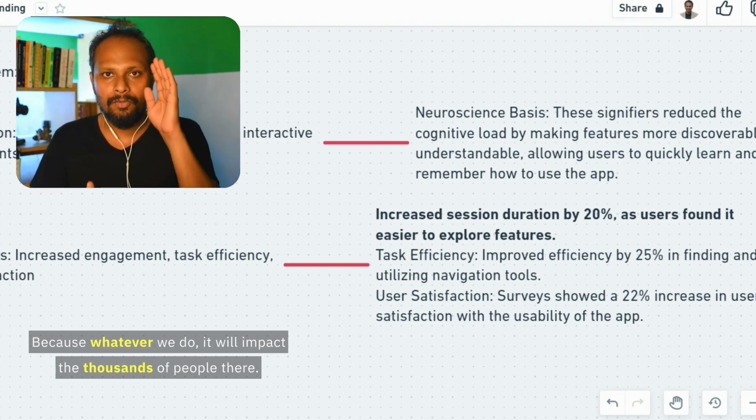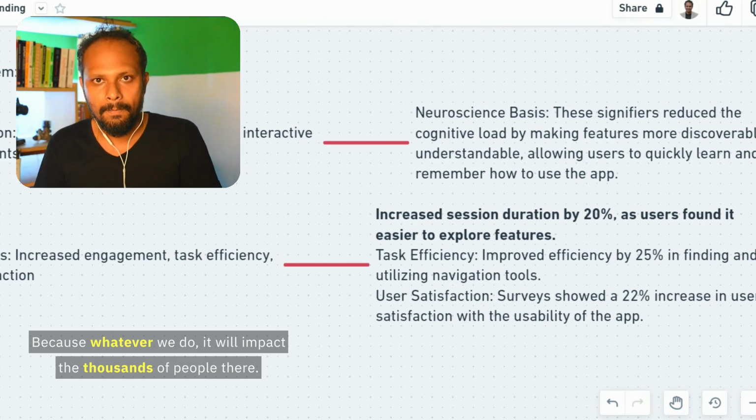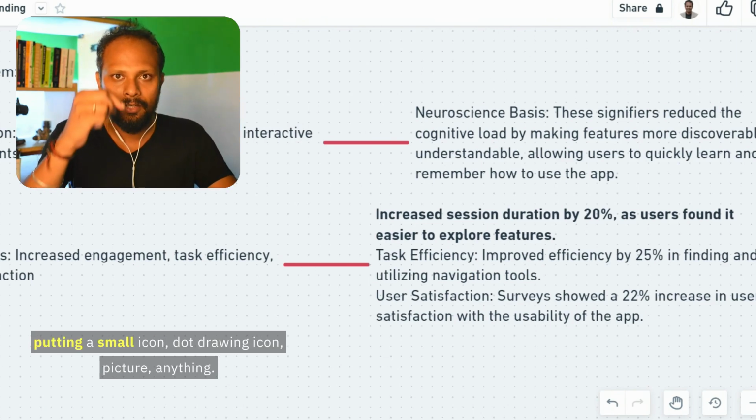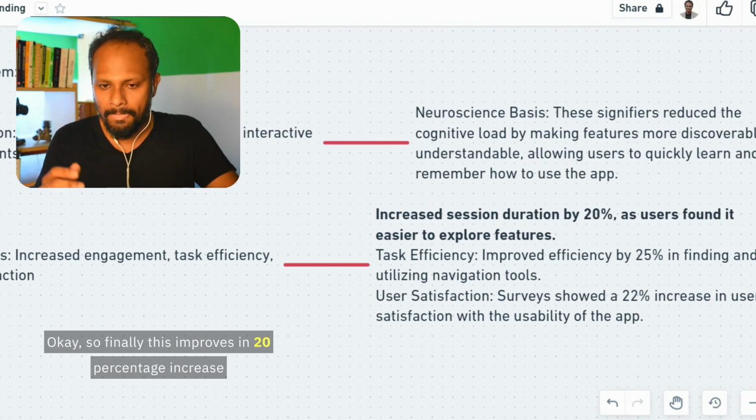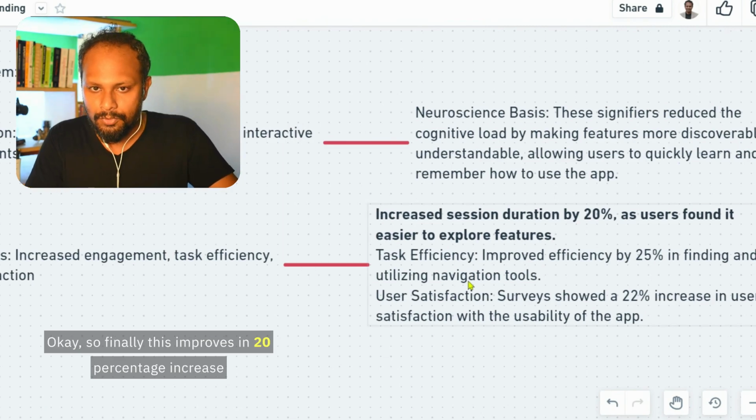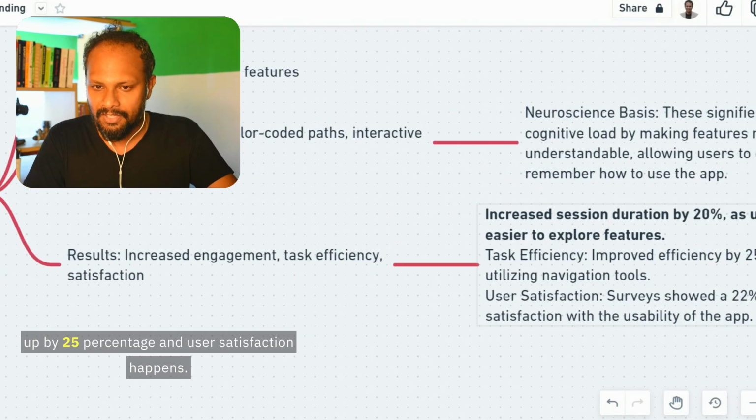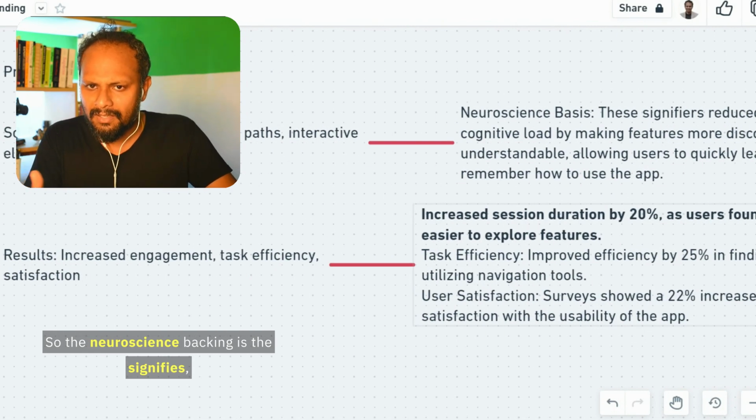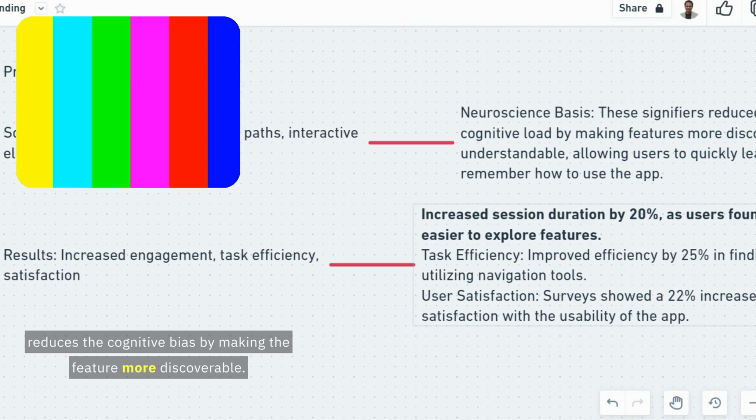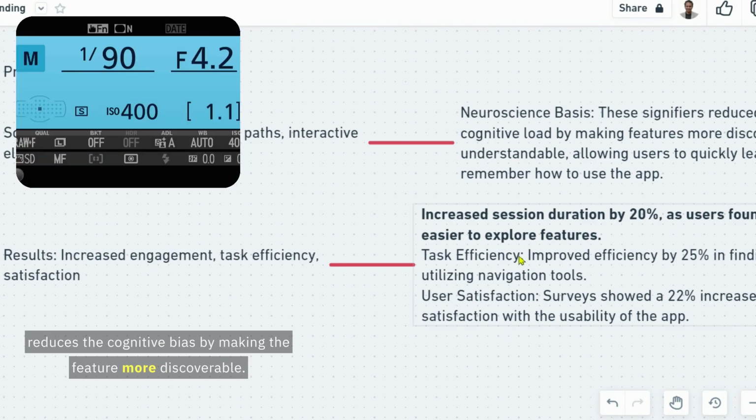See, guys, how I'm trying to relate the problem, the solution, and the scientific background behind it. Because whatever we do, it will impact thousands of people. So you need to understand the impact it's going to create before putting in a small icon, dot, drawing, picture, anything. Okay. So finally, this results in a 20% increase in session duration, task efficiency goes up by 25%, and user satisfaction happens. The neuroscience backing is that this reduces cognitive load by making the feature more discoverable.